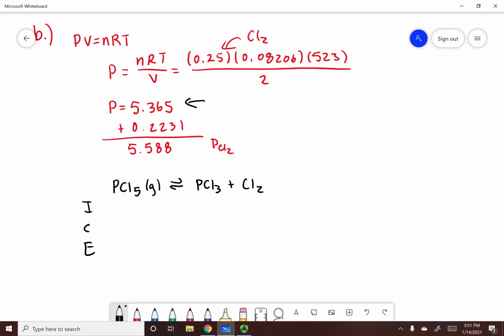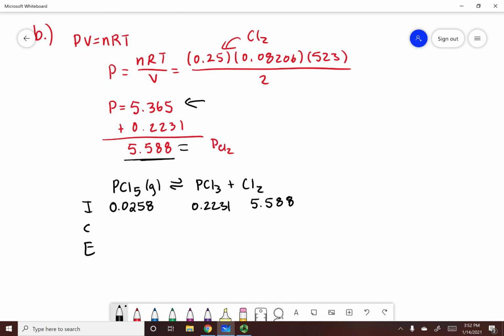So I'm going to go ahead and place values in. So I'm going to look at part A, and I'm going to write down the pressure of PCl5. I'm going to also write down the pressure of PCl3 that I got from part A. And now I can write down the new pressure of chlorine gas after I add that extra chlorine gas. So now I can go ahead and do my ice table.